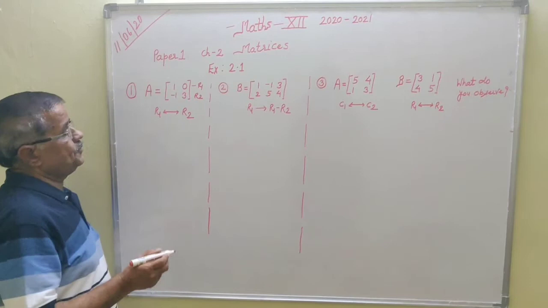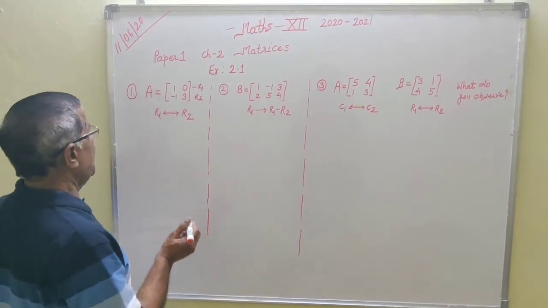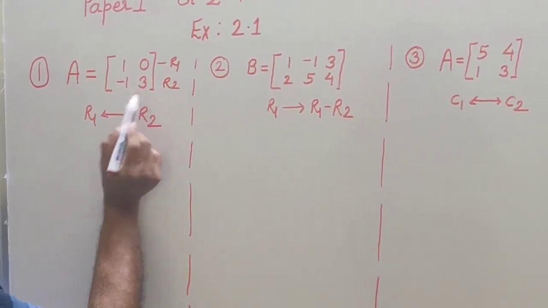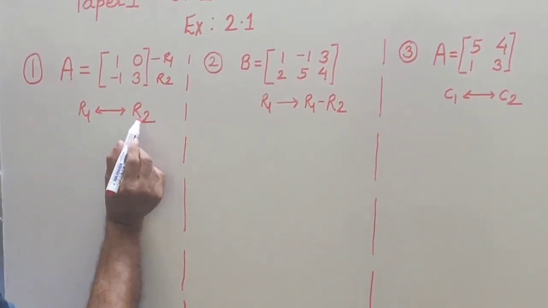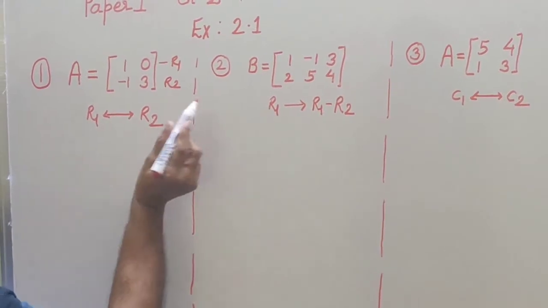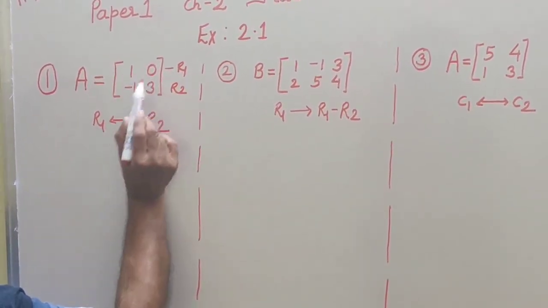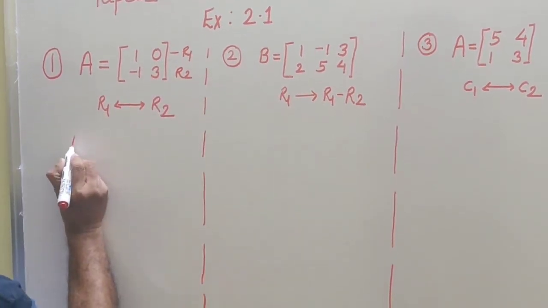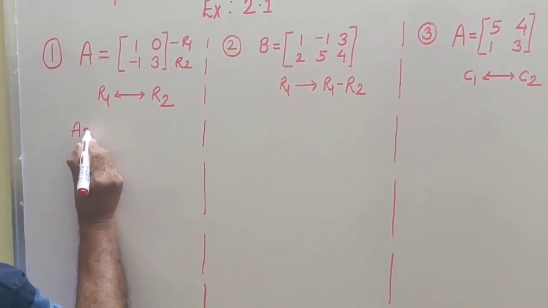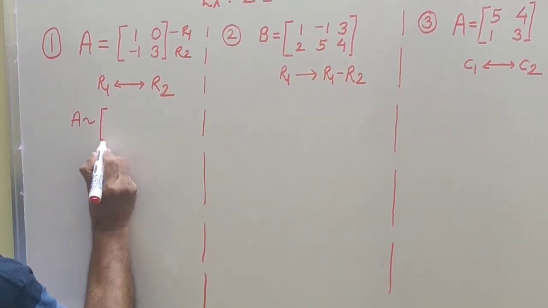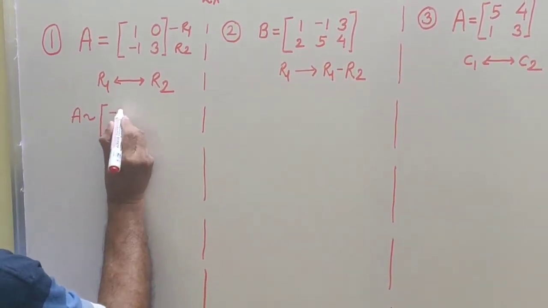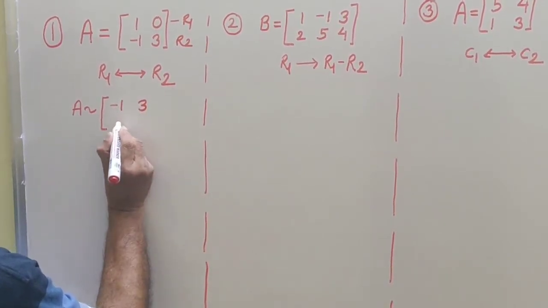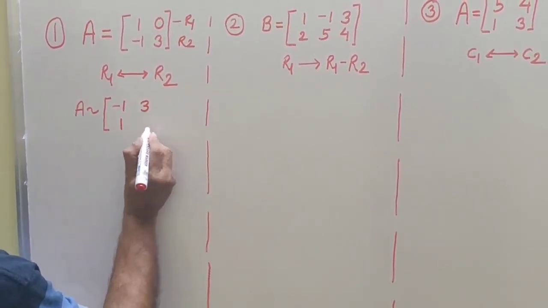Now we are going to solve exercise number 2.1. The first problem is given A equal to [1 0; -1 3]. R1 changes to R2 implies R2 changes to R1. What is R1? Here it is 1 and 0. R2 elements are minus 1 and 3. Now A equivalent will come to be: R2 elements take the place of R1, minus 1 and 3, and R1 takes the place of R2.